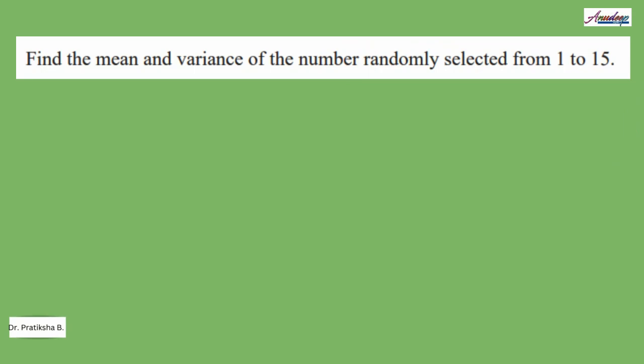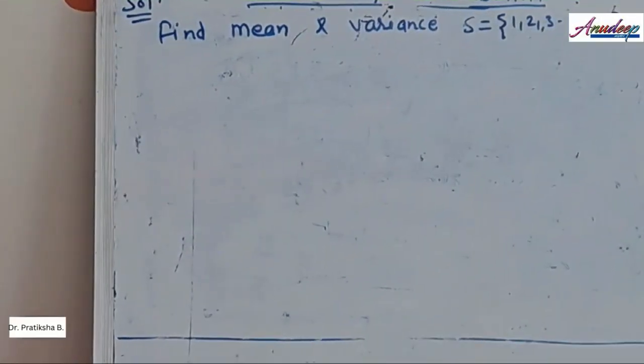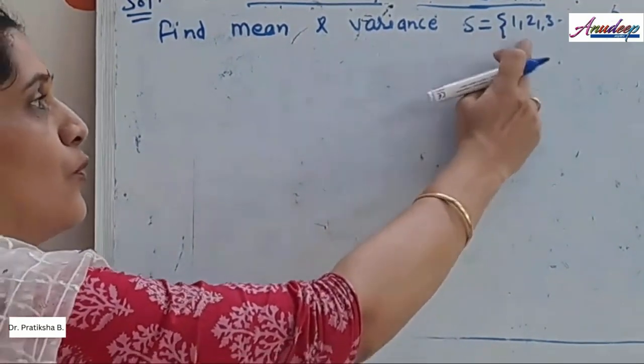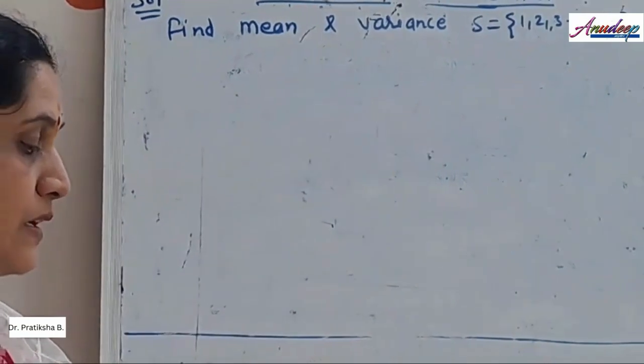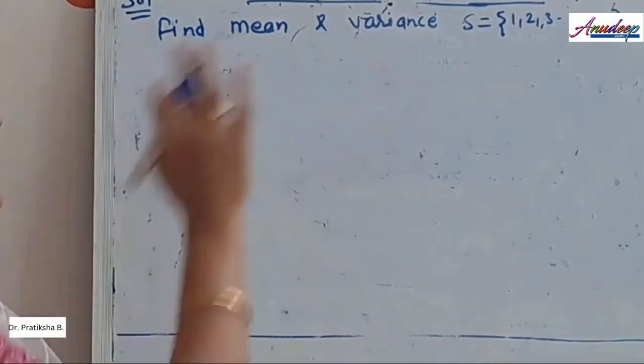Find the mean and variance of numbers randomly selected from 1 to 15. In this question, you have been given that x is a randomly selected number from 1 to 15. So that means here the sample space will be from 1 to 15. From these numbers, you are selecting a few numbers, and you need to calculate the mean and variance for them.